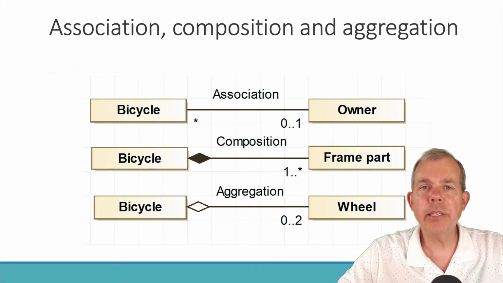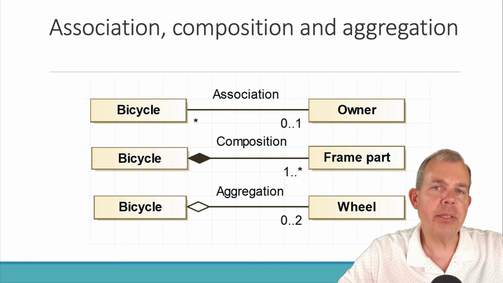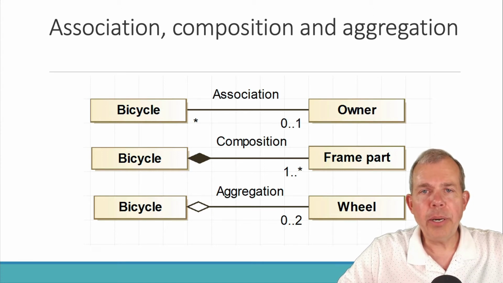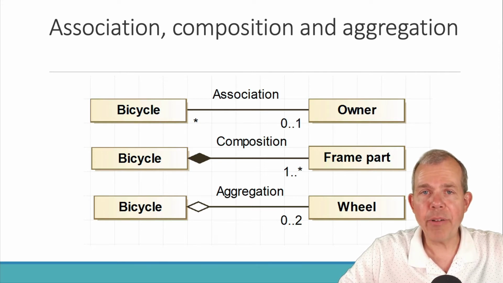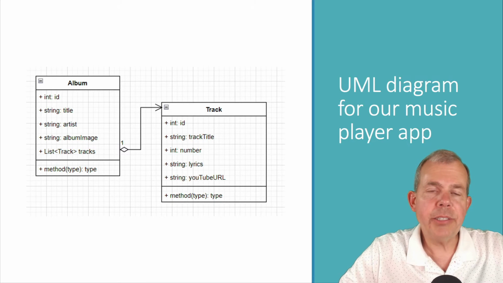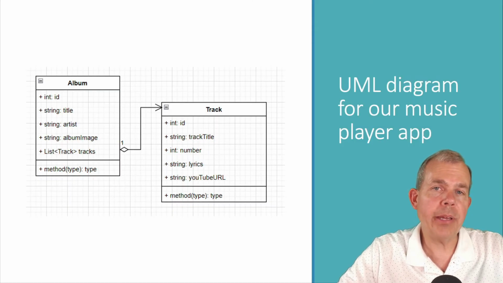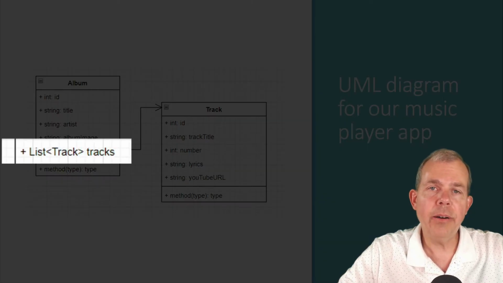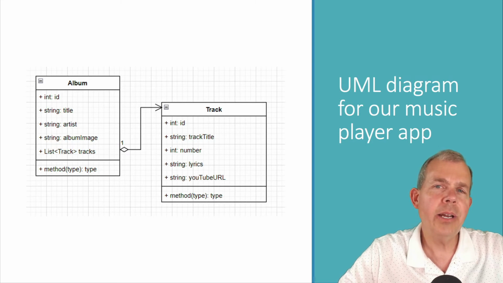Now you could make the argument that some things like a wheel here at the bottom can exist without the bicycle. It's not very useful, but you can imagine it. So it's kind of a fine distinction when you talk about composition and aggregation. In the case of our application, I chose to use aggregation here in the UML diagram. You can see that a track is part of an album, and so the album has a property called a list of tracks. You could argue that tracks can't exist without an album, but you can release a single, I think. So I chose aggregation to represent this in the UML diagram.